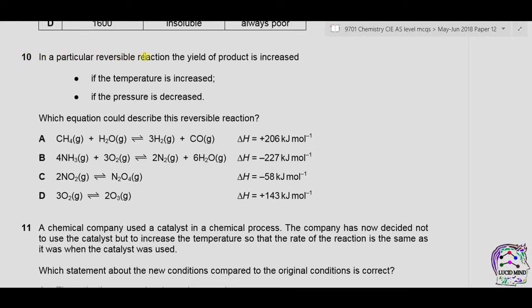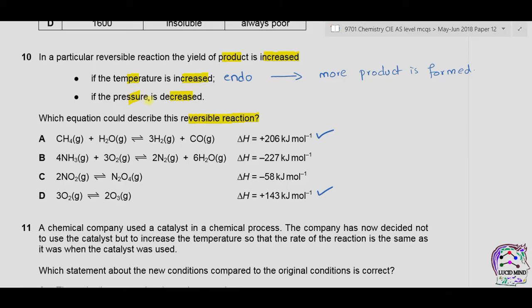Question 10. In a particular reversible reaction, the yield of product is increased if the temperature is increased, if the pressure is decreased. Which equation could describe this reversible reaction? Now we know that if the temperature is increased for endothermic reaction, the reaction will go in the forward direction and more product is formed. So the reaction must be endothermic. So it could be this one or this one, as the enthalpy change is positive for endothermic reaction.